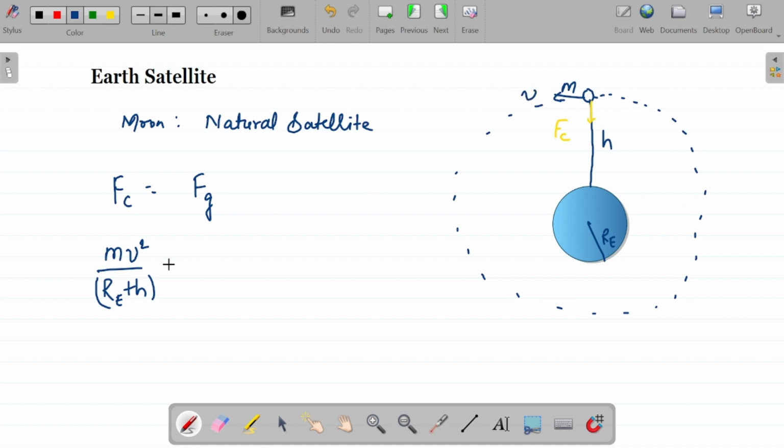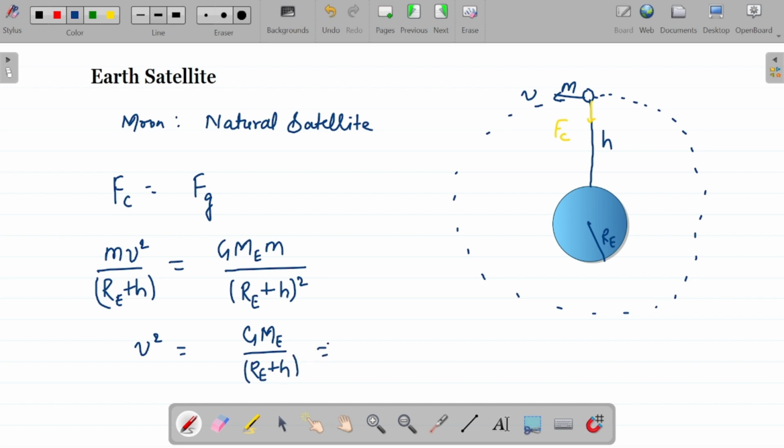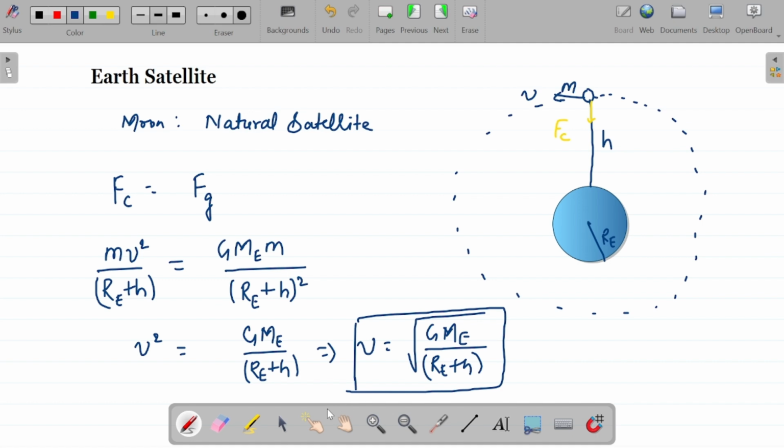And v is the speed with which it is revolving. Now, the gravitational pull is G, mass of the Earth, into mass of the satellite, divided by this distance squared. Then we will have v square equals G Me by Re plus h, and then v equals the square root of G Me by Re plus h. So this is the speed of the satellite which is revolving in a circular orbit.